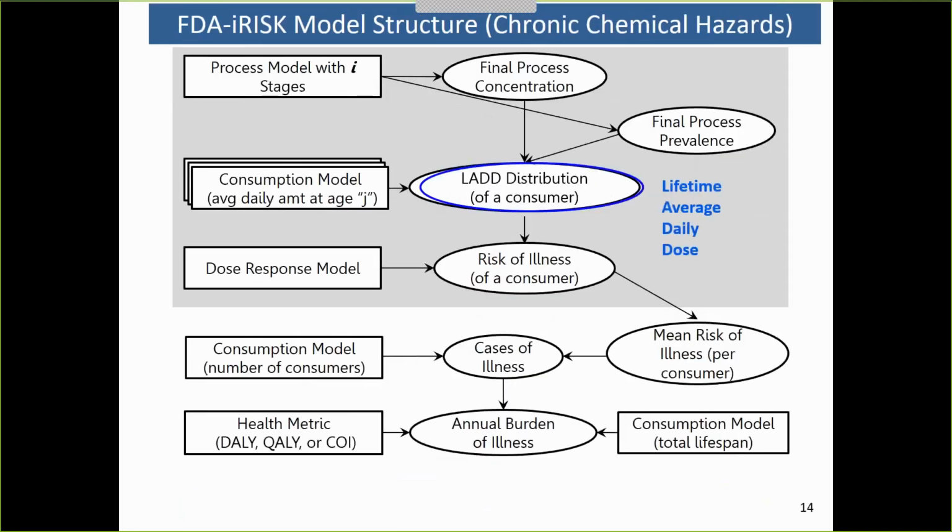To predict risk from long-term exposure to chemical hazards, the model structure is essentially the same, except for how consumption pattern is characterized. A lifetime average daily dose, or LADD distribution, is calculated. The number of consumers and exposure duration are also required. As you will see in the new features, in version 4, every model input now allows uncertainty to be expressed.